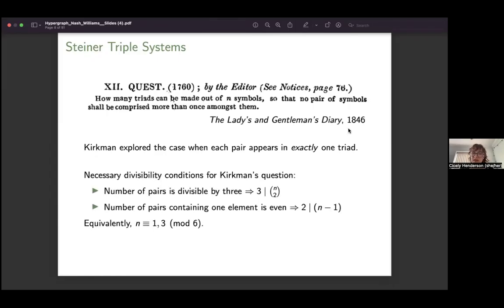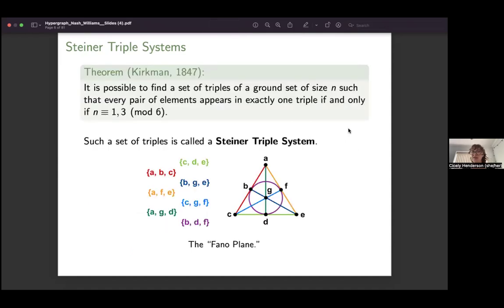Now, there are a couple necessary divisibility conditions for Kirkman's question. In particular, the number of pairs needs to be divisible by 3, and the number of pairs containing each element also needs to be even. And so you can work through that algebra and get that n has to be equivalent to 1 or 3 mod 6. So then Kirkman's question becomes, when is this necessary condition sufficient? And it turns out that it always is.